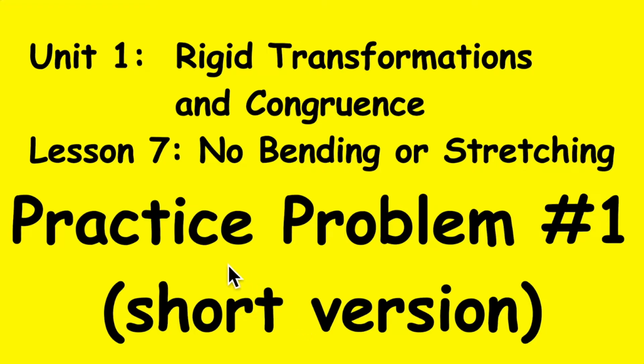This is the short version of practice problem number 1 from lesson 7, no bending or stretching, in unit 1, rigid transformations and congruence. And rigid means that the shape cannot be bent or stretched. The angles have to remain the same size. The length of the sides have to remain the same. It is not flexible. It cannot be changed.